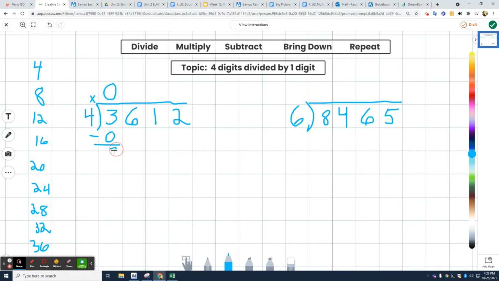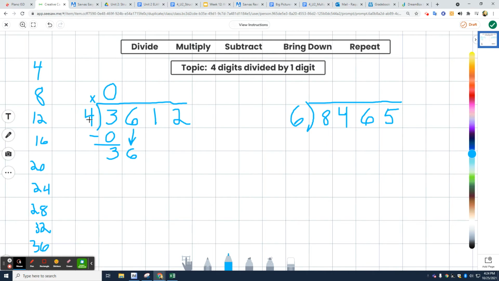Now, eventually, you might feel comfortable skipping this step, but for now, I'm showing you this step so that you can see the why behind it. So I've made it divide, multiply, subtract, and now it's time to bring down my next place value, which is my hundreds. So I have 36 hundreds left.